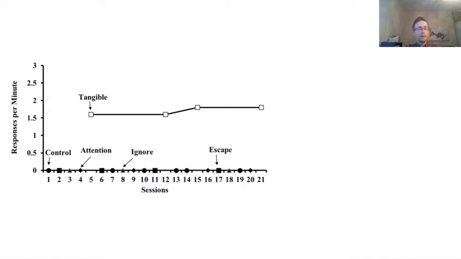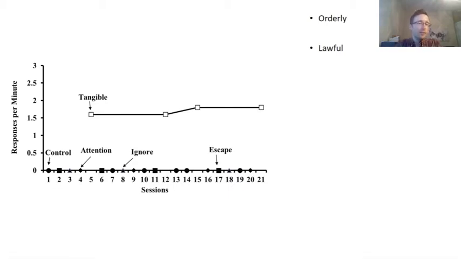So as you can see pretty clearly inspecting this graph, levels of challenging behavior were much higher in the tangible condition relative to the control condition. And challenging behavior was not elevated in any of the other test conditions relative to the control condition. So what we can conclude is that challenging behavior was maintained by access to high preferred items or activities, that is, tangibles. Now the pattern of behavior in the tangible condition and also the control conditions is clearly orderly, right?